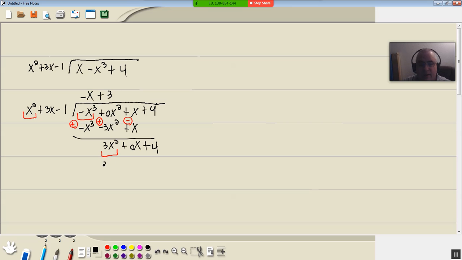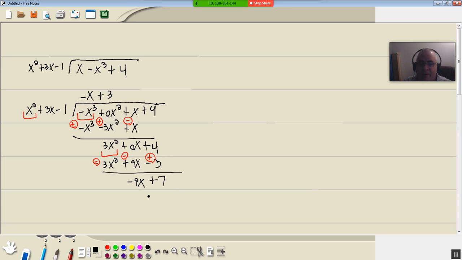3 times x squared is 3x squared. 3 times 3x is 9x. 3 times negative 1 is negative 3. We're going to subtract that line, which means flip signs. So this becomes negative, negative, positive. 3x squared minus 3x squared drops away. 0x minus 9x is negative 9x. 4 plus 3 is 7.